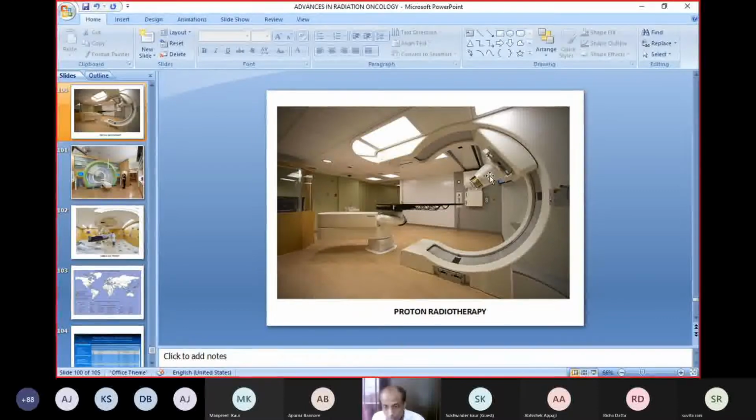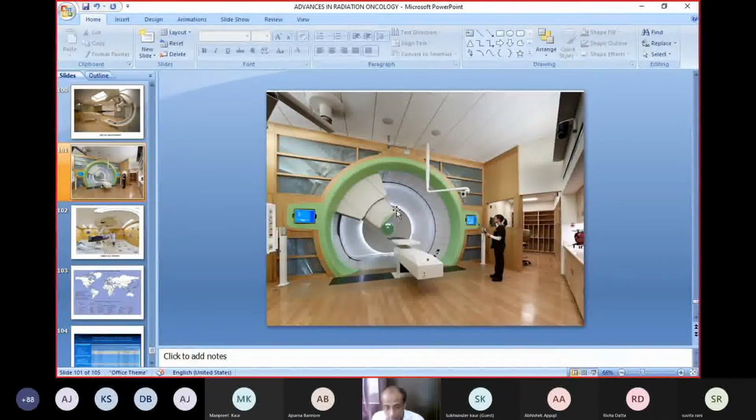This is the treatment unit, how a proton treatment unit looks. This is the machine where the proton will be coming and the patient will be lying here. It will be kept like a plate, and it comes onto the beam and the dose will be delivered here. This is another proton unit. One proton unit has come up at Apollo Hospital, Chennai, to deliver proton therapy.